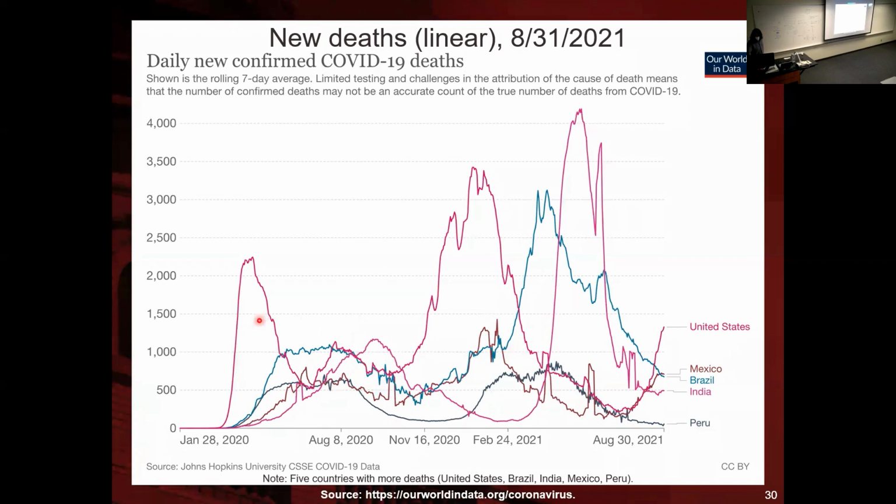And in India, again, a lot of cases, but not a lot of deaths.